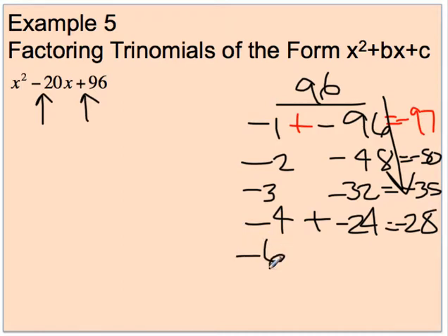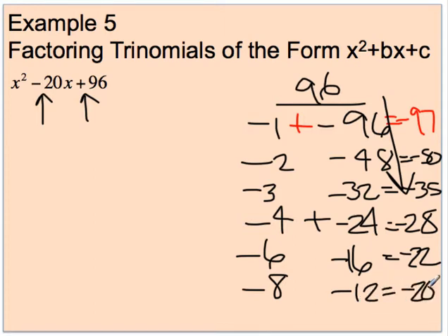Negative 6. That's going to be times negative 16. That's going to give us negative 22. Much closer now. And finally, we're going to have negative 8 times negative 12, which is going to give me that result I'm looking for of negative 20. So this is the pair that I'm looking for.